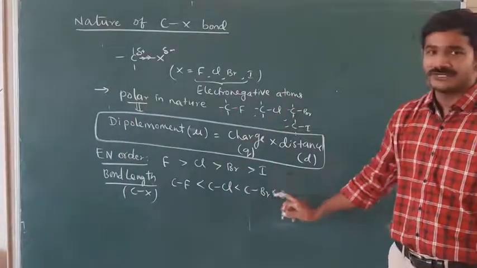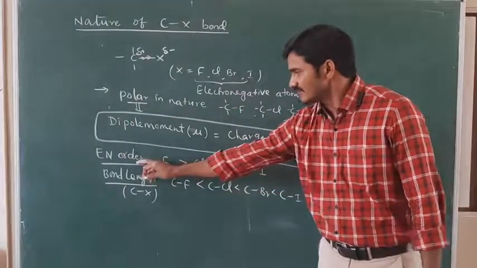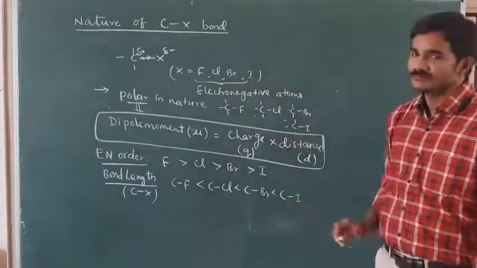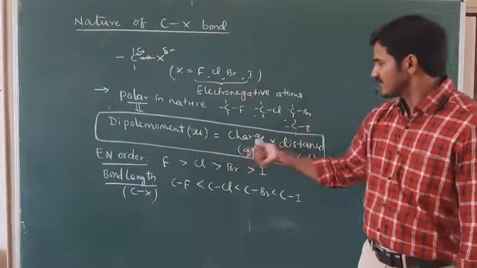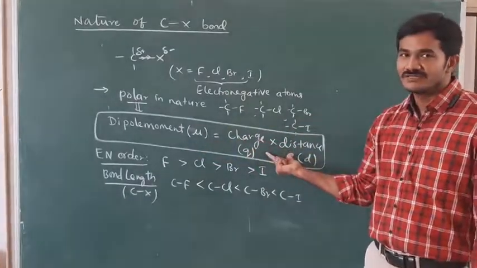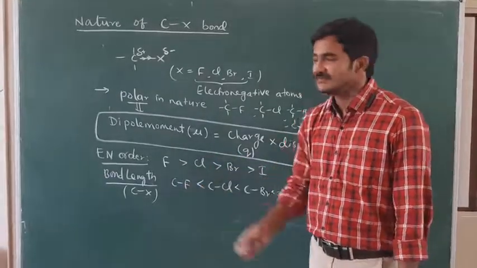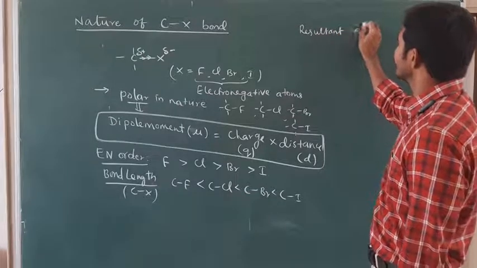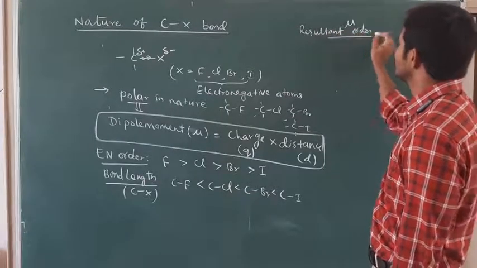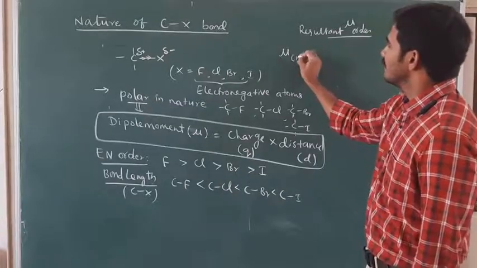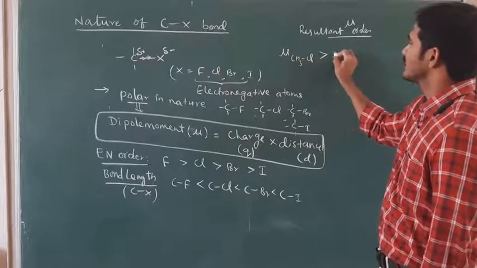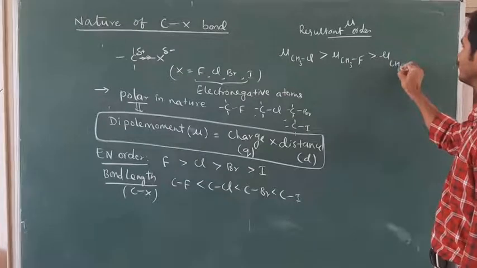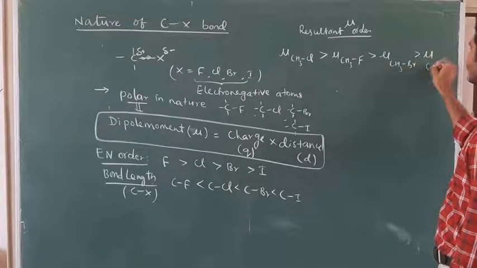You see, these two are opposite. The charge factor, the electronegativity order, decreases down the group, while the bond length increases down the group. So dipole moment is equal to charge into distance, and we have to take both factors. On combining these two factors, the resultant dipole moment order for the halogens is: dipole moment of methyl chloride is more than methyl fluoride. Next, methyl bromide, and the least is methyl iodide.